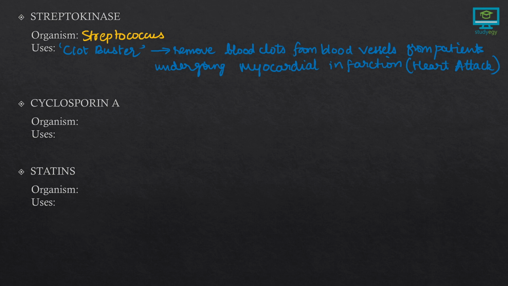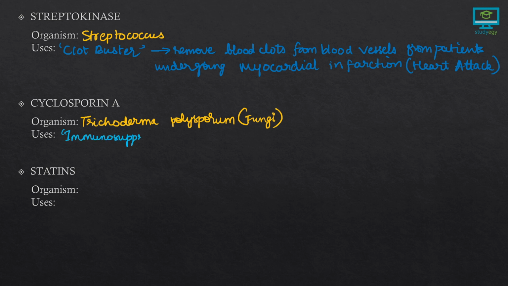Next we have cyclosporin A. Again we use a fungus in this case, Trichoderma polysporum. Now cyclosporin A is used as an immunosuppressive drug. Immunosuppressive drugs are those drugs which are provided to patients who have undergone organ implants, to prevent the immune system from attacking those grafts.